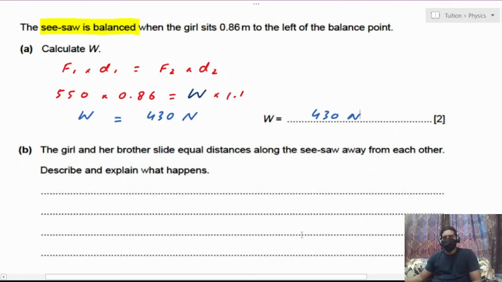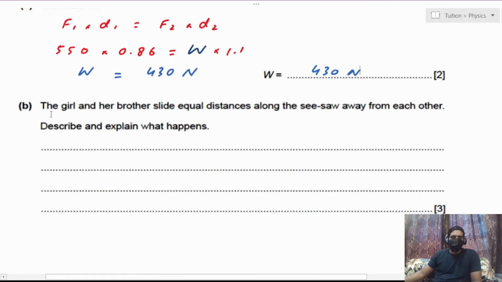Something around, because according to the new syllabus, we can't use the gravitational field strength as exactly 10, we have to use it as 9.8. In A levels we use 9.81, but previously in O levels we used to consider it as 10 Newton per kilogram.